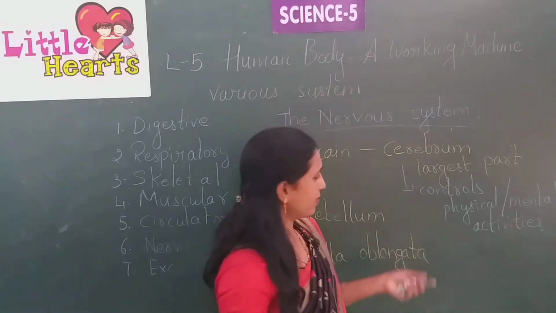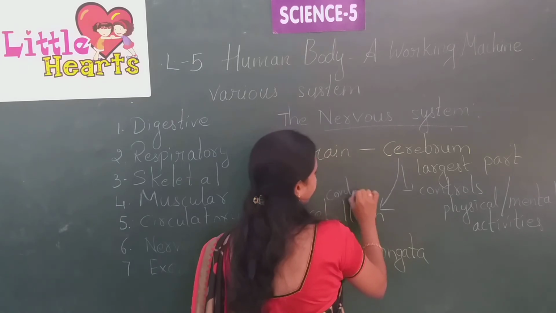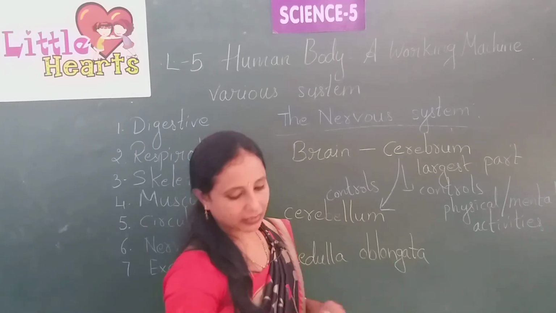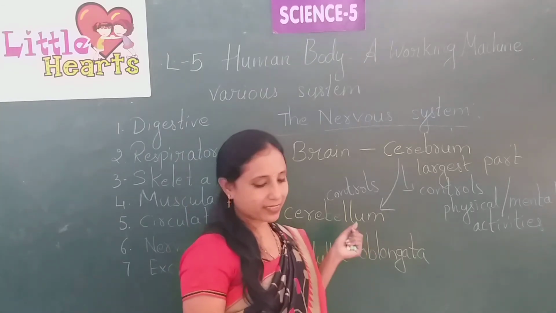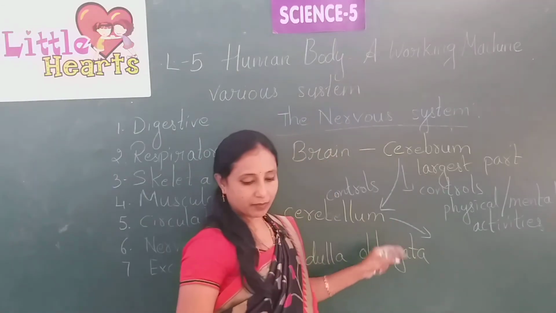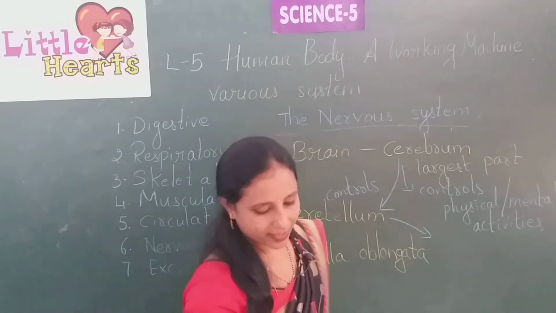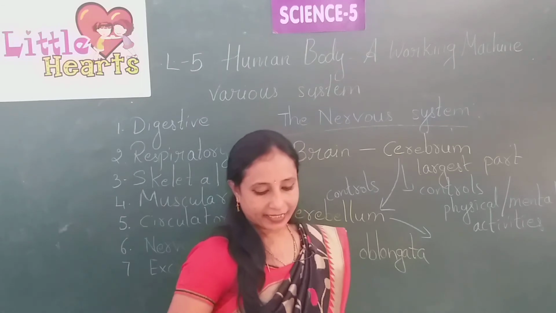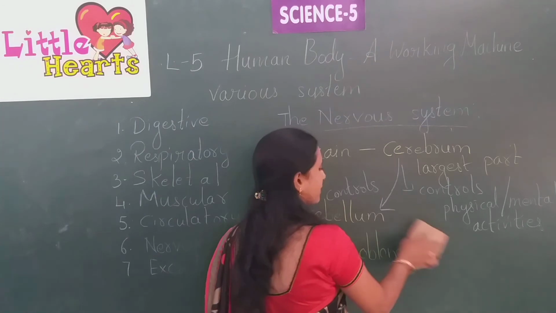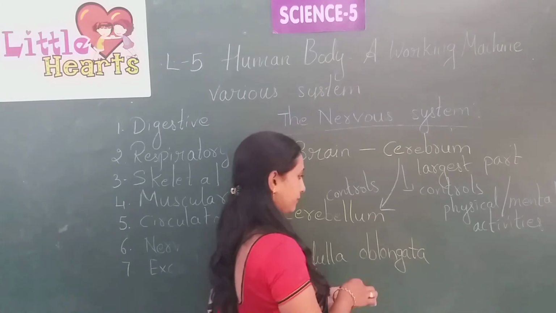It also controls the cerebellum. Okay, this cerebrum controls the cerebellum, which in turn coordinates muscle movements and balance. So this cerebellum controls the muscle movement and balance also. Then what is the function of the cerebellum here? It has two parts. So what are those two parts? One is thalamus and the other one is hypothalamus.